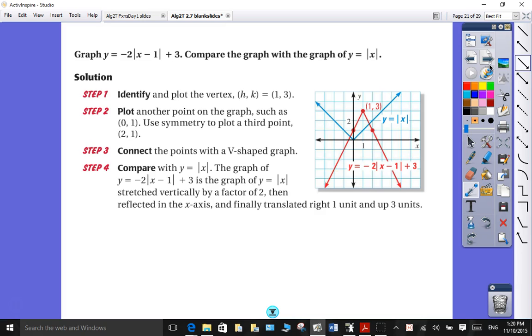Now they're saying plot another point. So they know the vertex, plot another point. And they said "such as". What does it say when they just say such as? They picked it. You could pick something else. The question is not why did they say 0, 1. They just picked a point. Now, that's not just any point. What point is that?